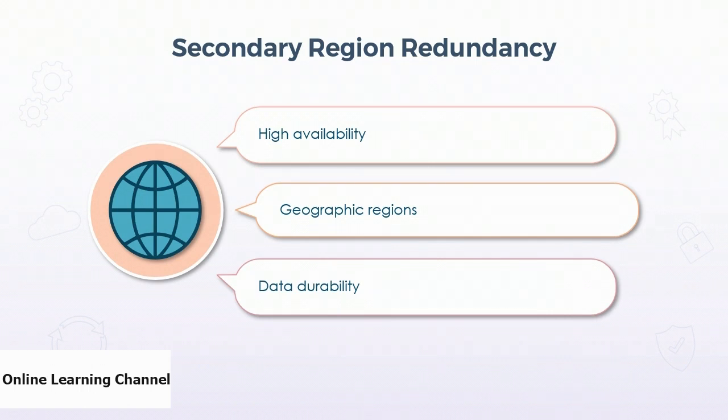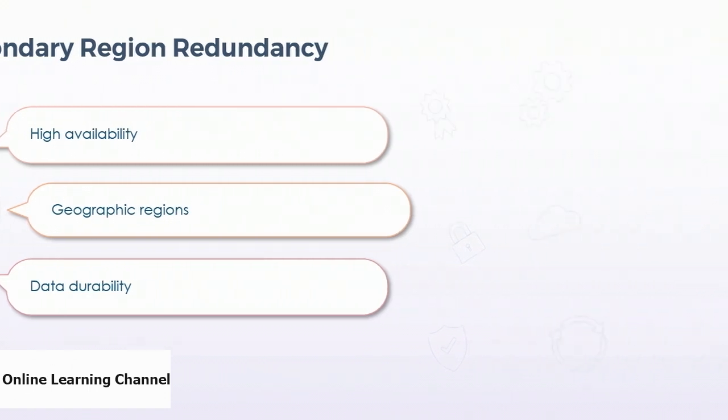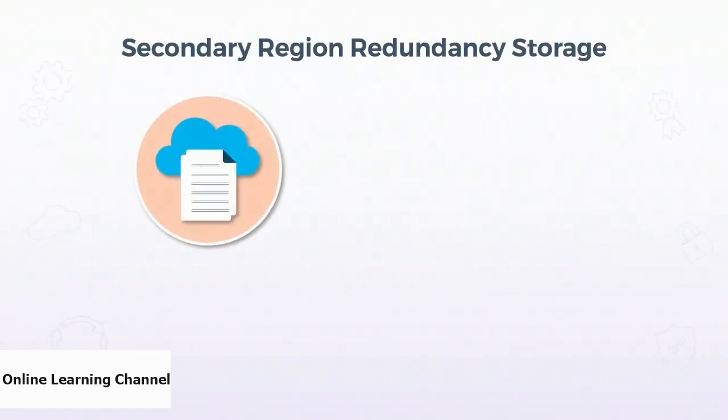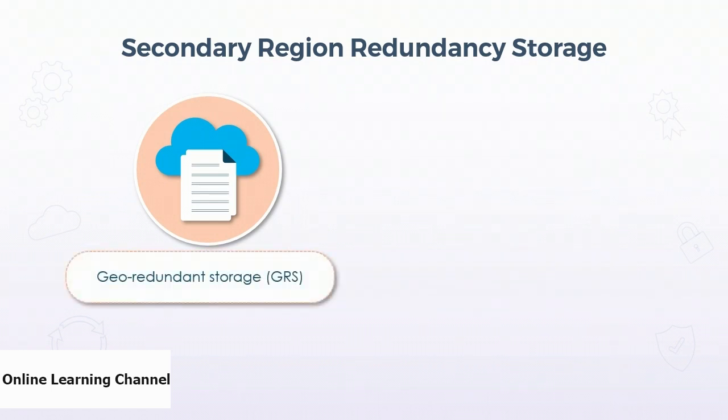The secondary region is determined based on the selected primary region. So you determine what you want to use as a primary and a secondary region. Secondary region redundancy storage: there are 2 options for copying our data to that secondary region should we want to go that route. First, we have Geo-Redundant Storage.